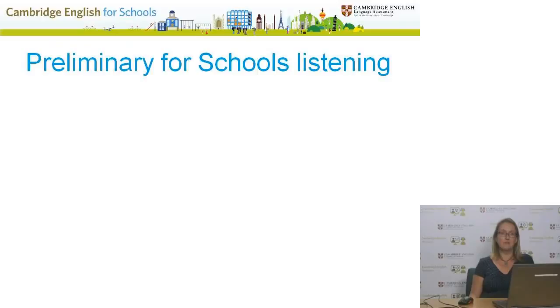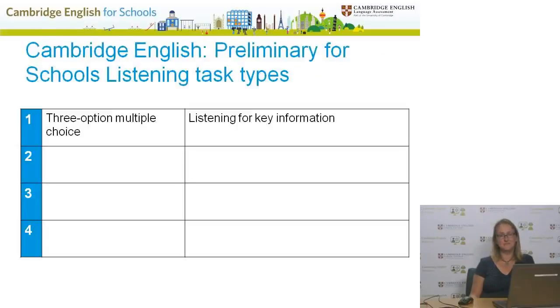Now let's look at Preliminary for Schools listening. There are 4 tasks in this test. In listening part 1, there are 7 short recordings taken from daily life. These may be conversations at home or between friends, radio announcements, parts of talks, exchanges in shops, etc.